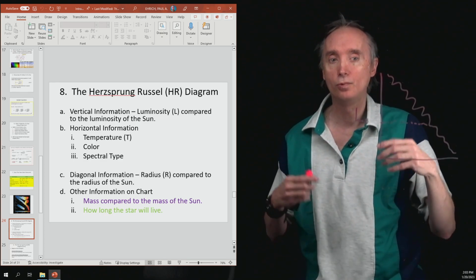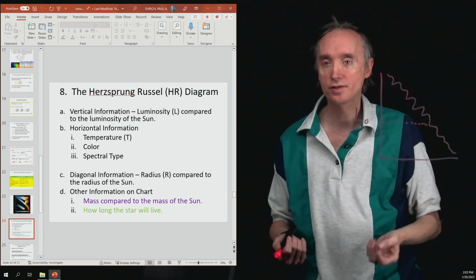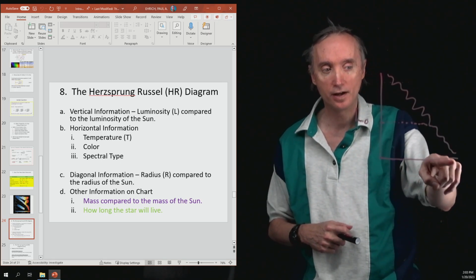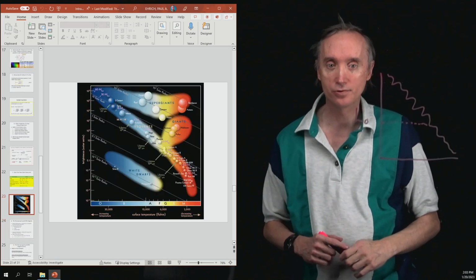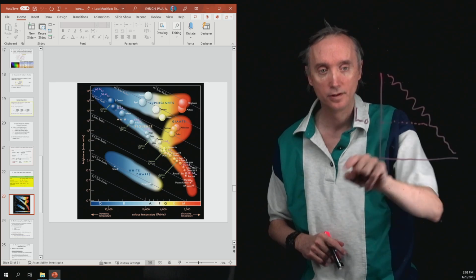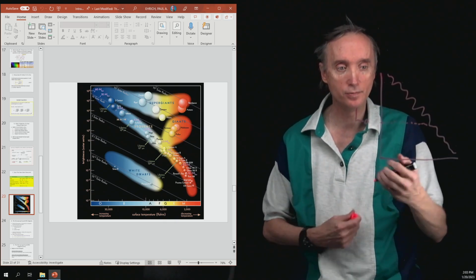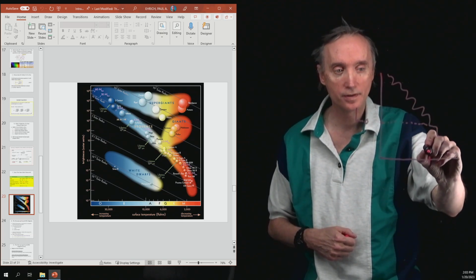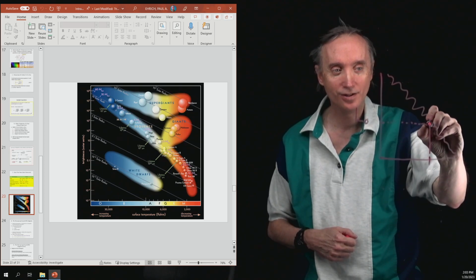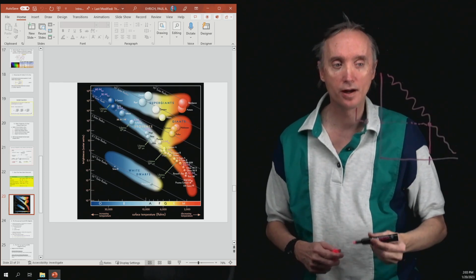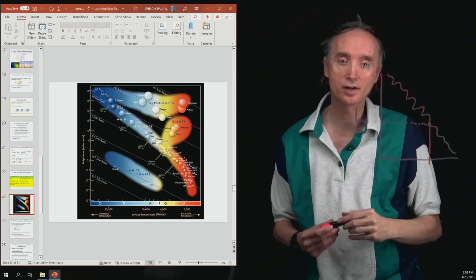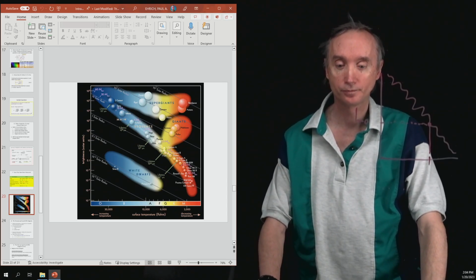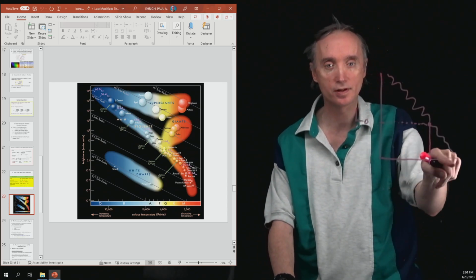So do you remember what the surface temperature of the sun was? About 6,000. See if you can find 6,000 on here. It's going to turn out to be right about here, and then go up. Once you've got that 6,000, go up, and you notice you end up right where the sun is. So again, the sun has a surface temperature of roughly 6,000 Kelvin. That's one piece of information going sideways.